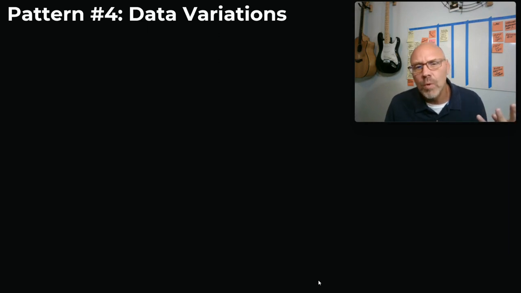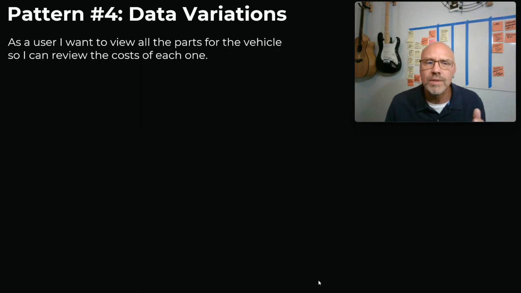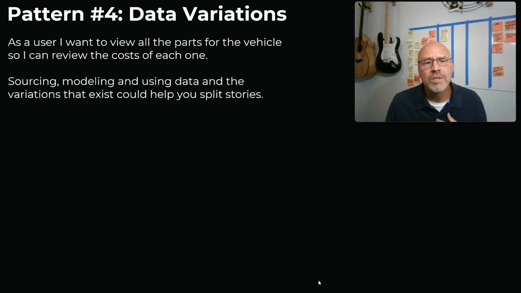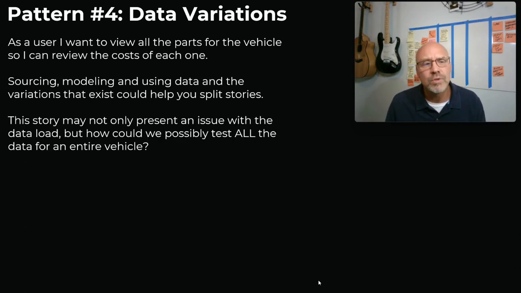Now, pattern number four, data variations. Data variations is one that you'll find as part of some guidance. So, as a user, I want to view all the parts for the vehicle so I can review the cost of each one. Well, imagine what it's going to be like on the dev team, particularly if they don't have all of the source data that they need to make this happen and present it to the user. So sourcing, modeling, using data, the variations there could help you split the stories.